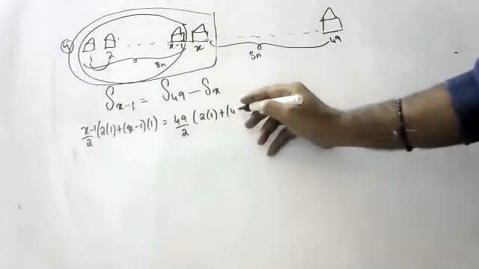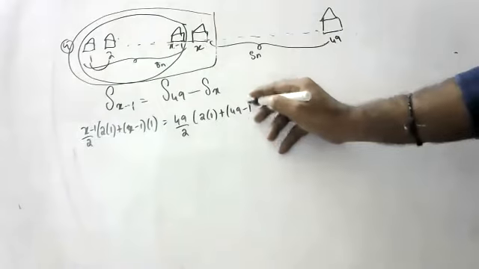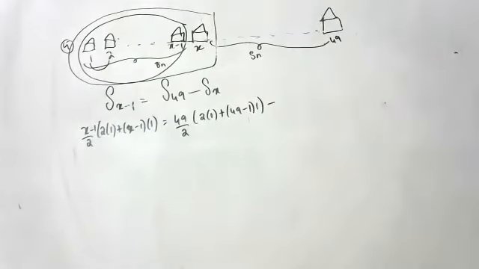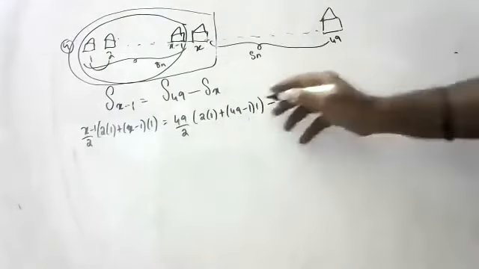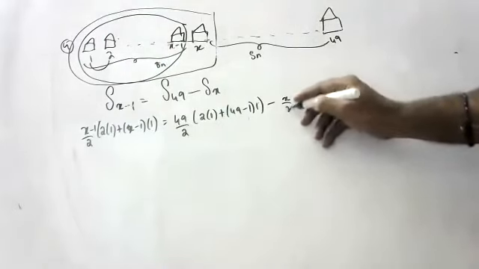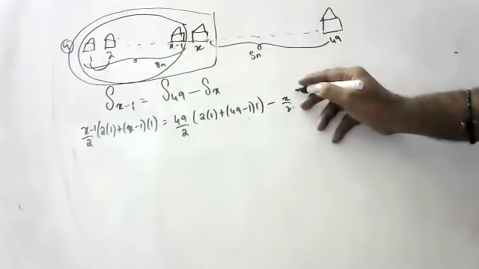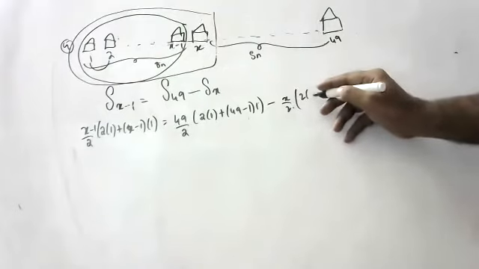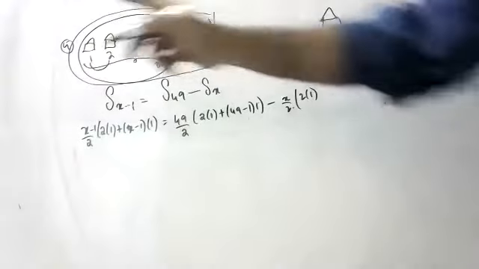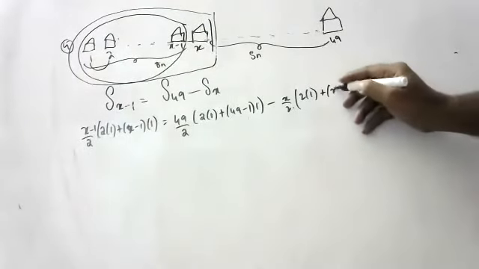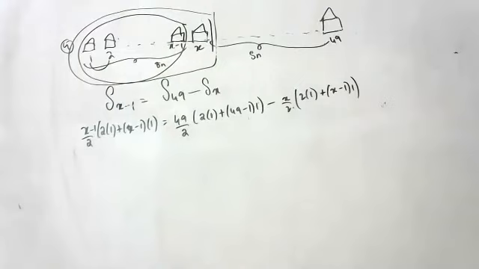Okay. 2 into 1 plus 49 minus 1 into 1. Minus 1 only. Minus x by 2 into 2 into x plus 1. Till here also the first house is first only. Plus x minus 1 into 1.